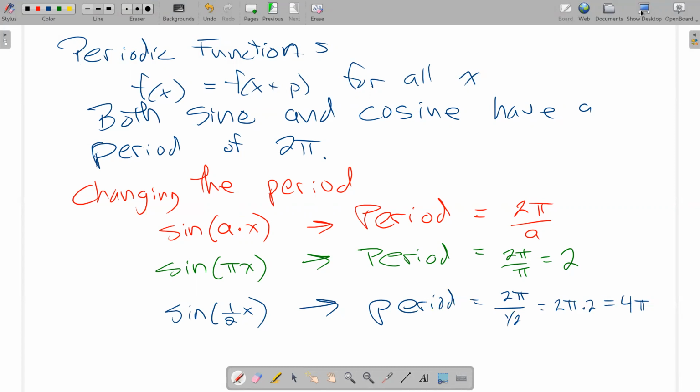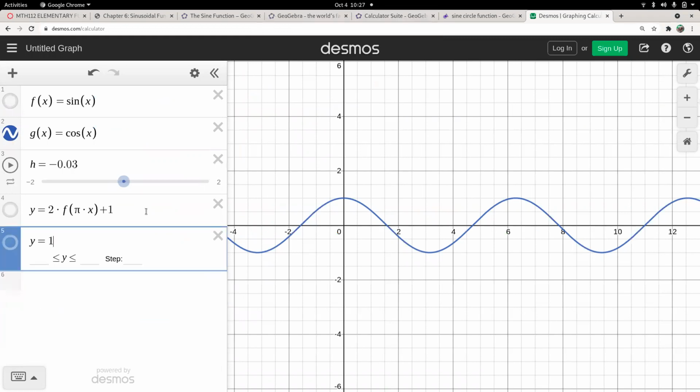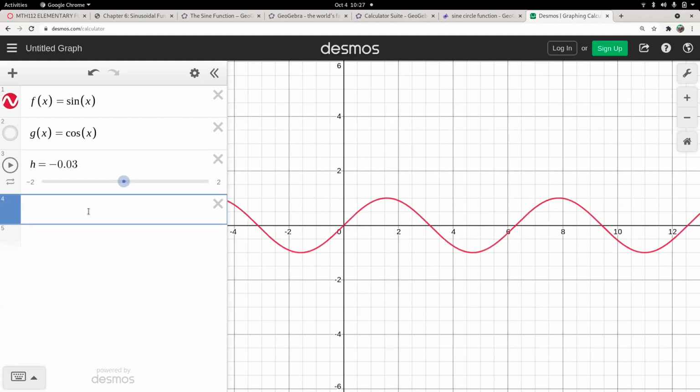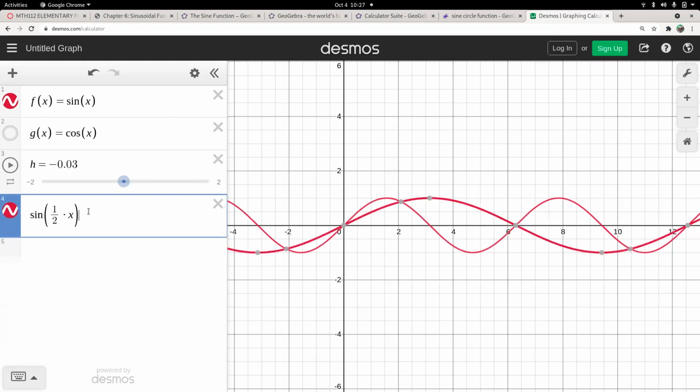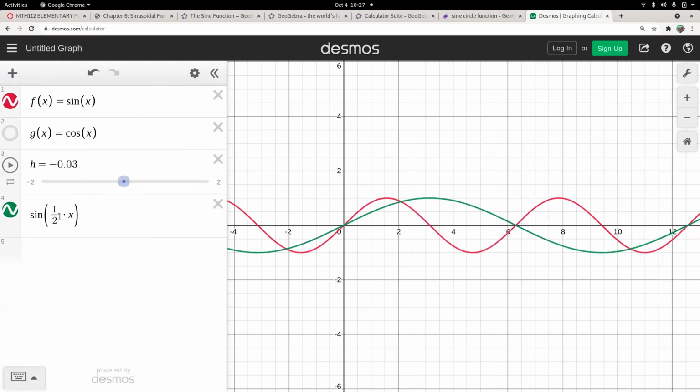Let's verify that. All right, go away, go away. Turn on the sine function. So that can go away too, and that can go away. I'm just going to type in sine of 1/2 times x. And I can see it is definitely stretched out. Let's change that color to green for comparison. So the green is the stretched out one, with 1/2 times x.